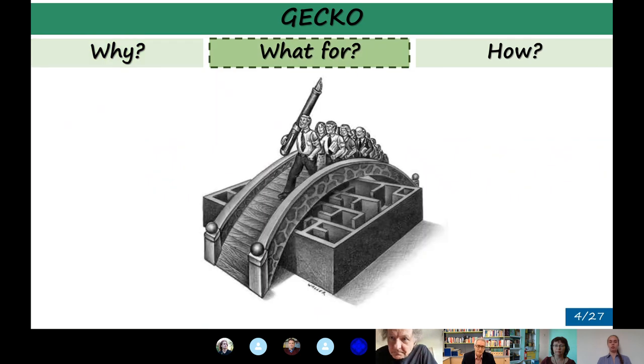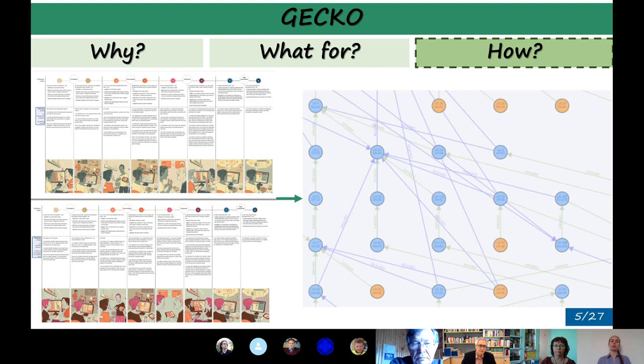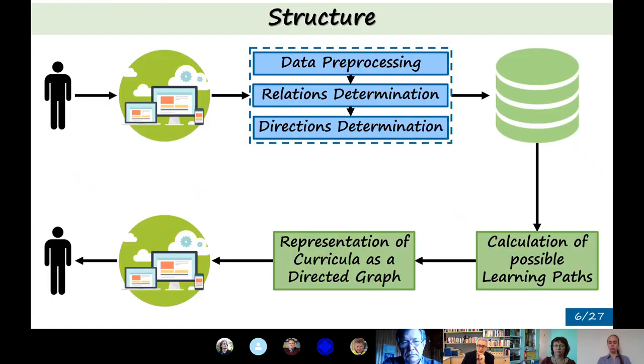Its goal is to help teachers save the time which they spend annually working with curricula and analyzing learning outcomes to create learning plans for their students. How? By presenting curricula, which are in most cases stored as plain text or, in the best case, as a table, as a directed graph, where learning outcomes are presented by nodes and relations are presented by edges between these nodes. However, to make it possible, firstly we need to determine these relations between learning outcomes.